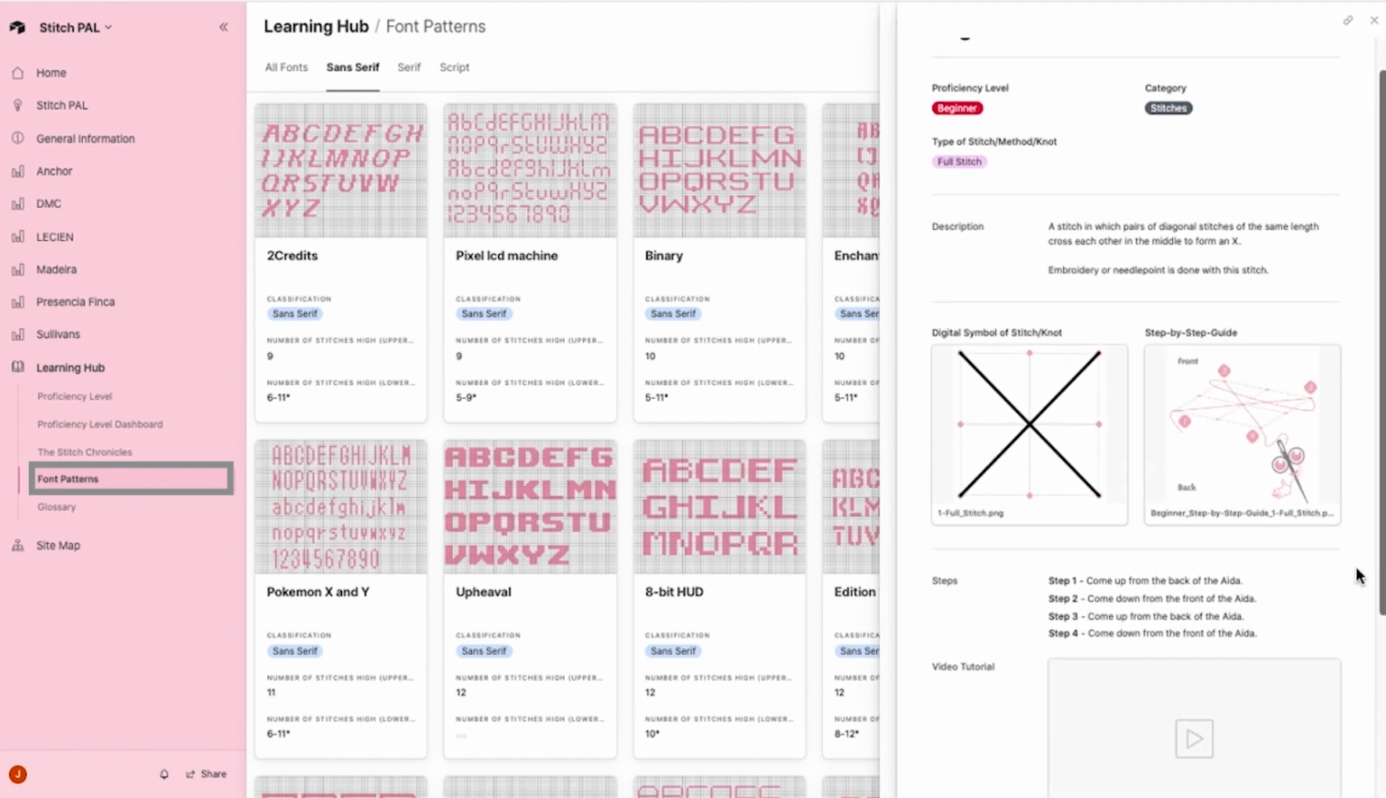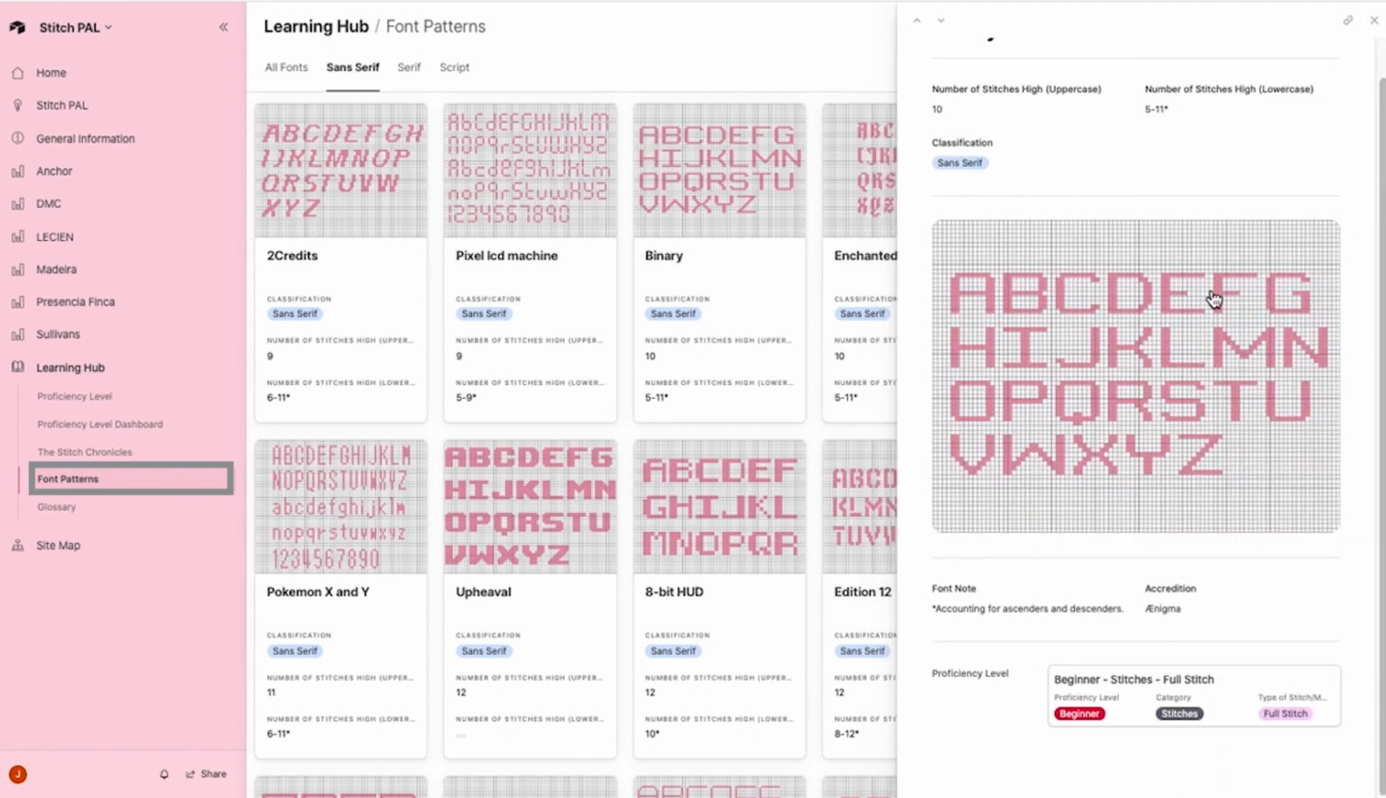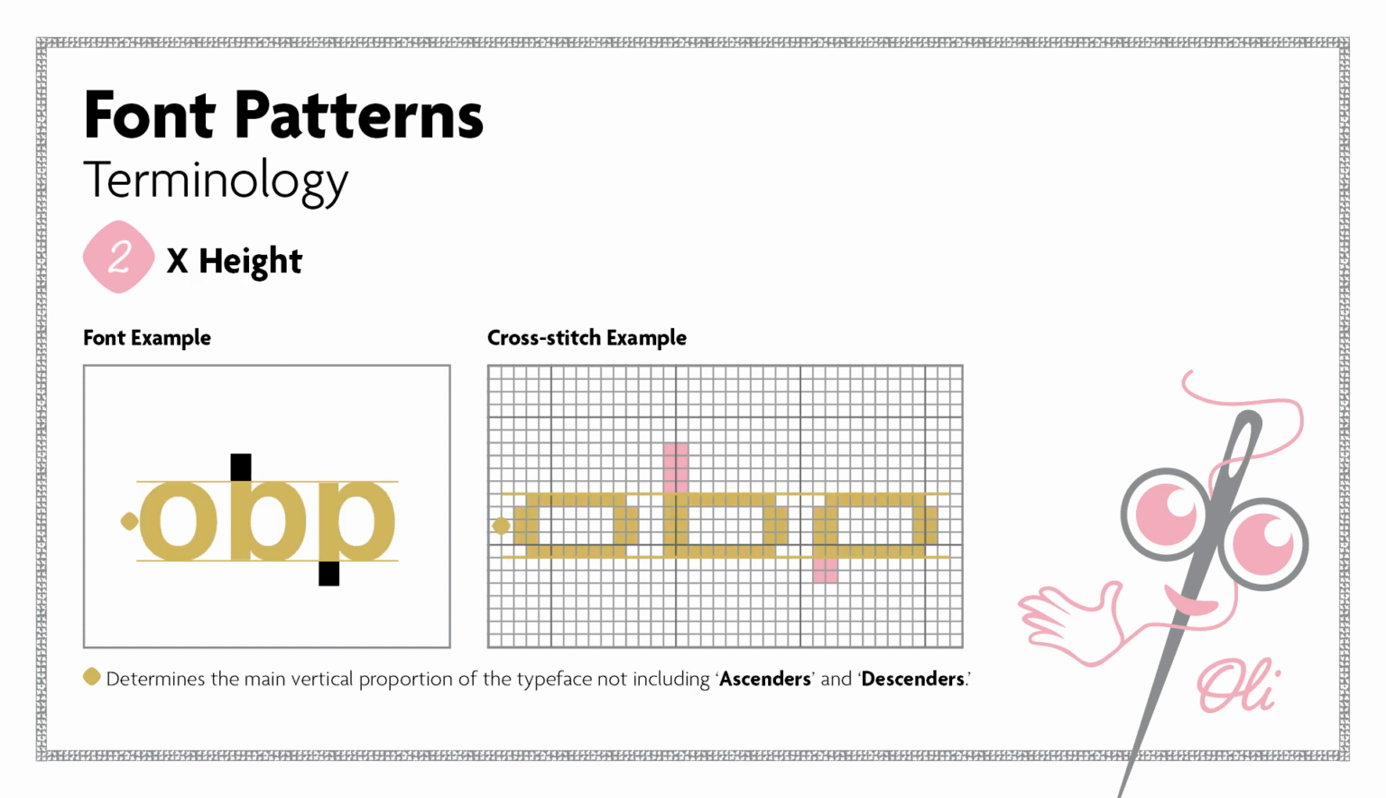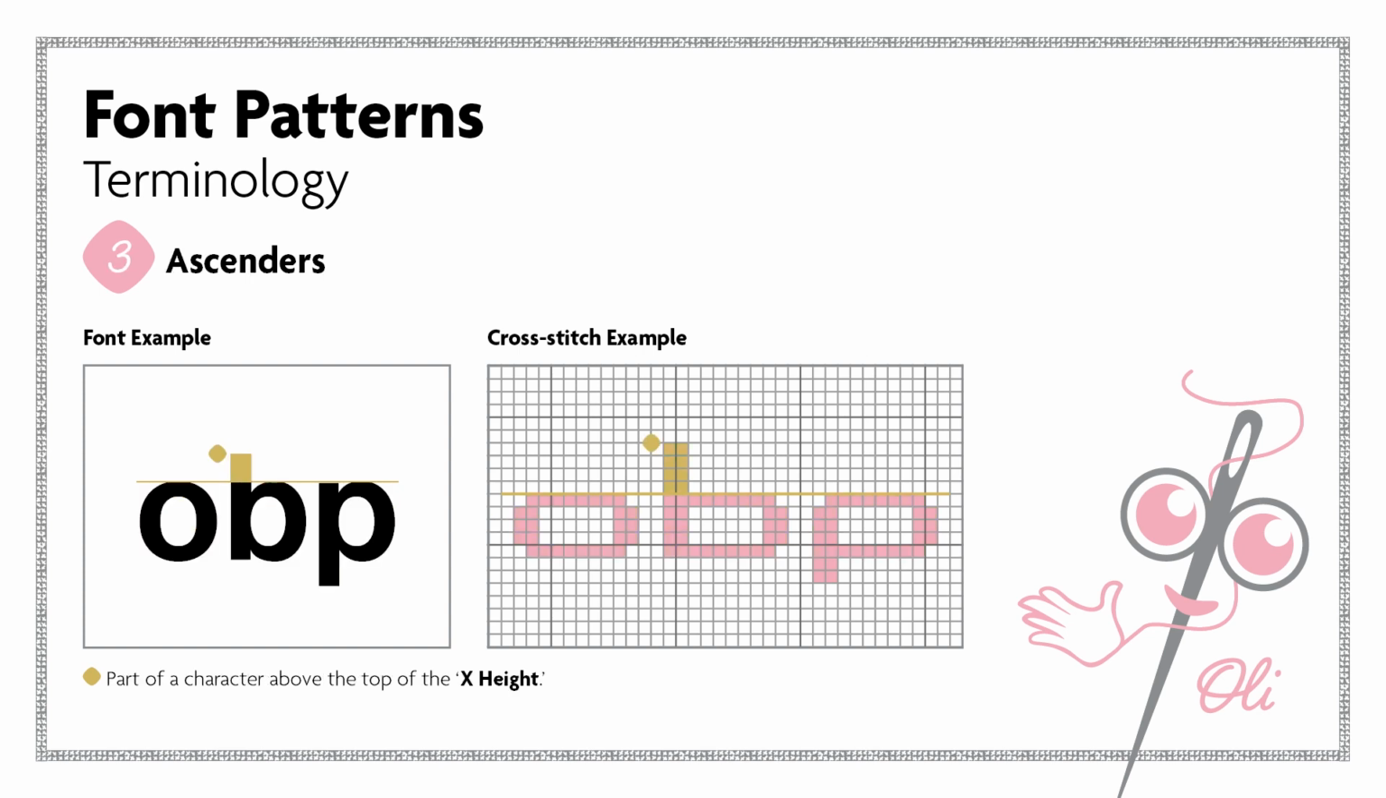Going back to the font note, I will now unpack the terminology shown here, accounting for ascenders and descenders. First, the baseline. This is the imaginary line in which a line of text rests upon. The X height is the main vertical portion of the character, not including ascenders and descenders. The ascenders are part of a character above the top of the X height. The descenders are part of a character below the baseline.